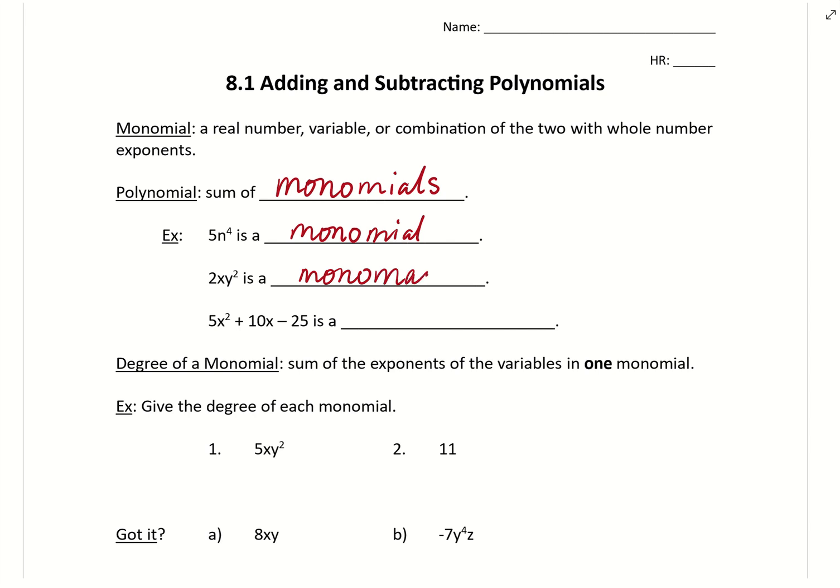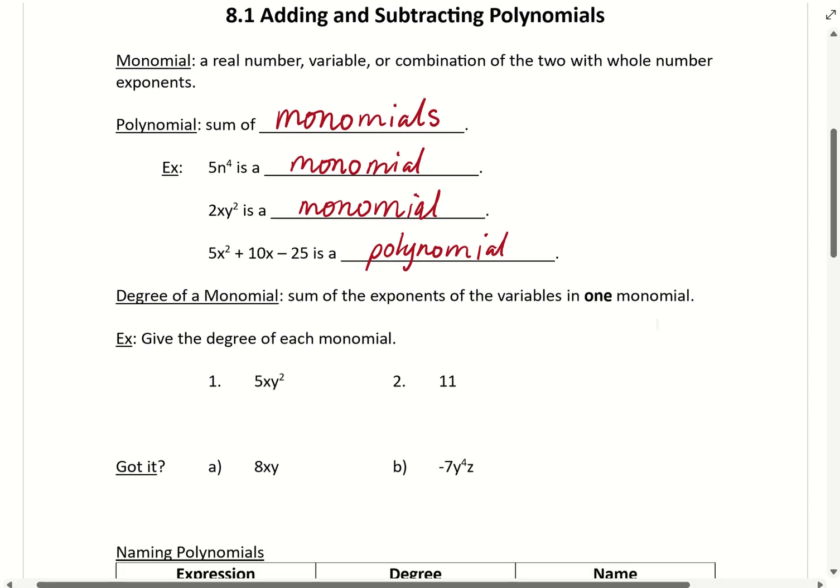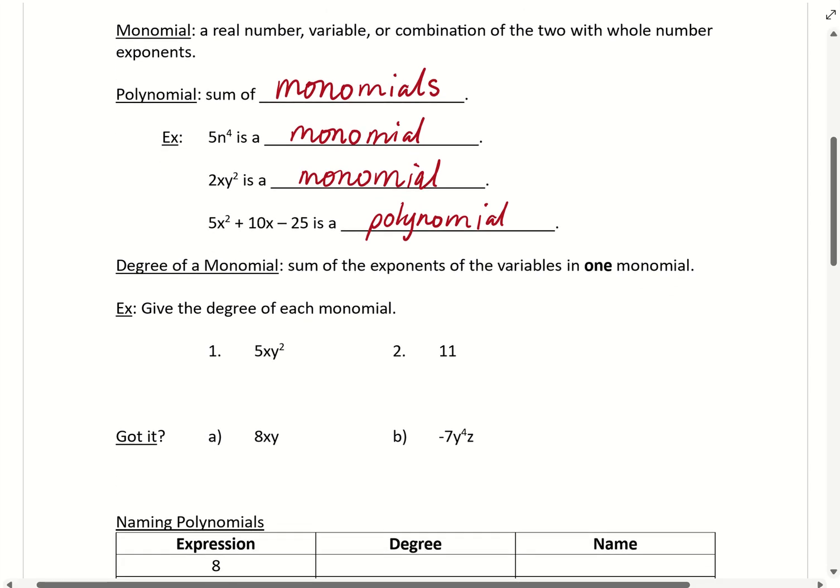That's monomial, not monomale. There we go. Monomial. And then that third one down there, that is a polynomial. Okay, and you can tell because those are added together. All right, the 5x squared and the 10x and the negative 25 are all added together. Okay, so the degree of a monomial is the sum of the exponents of the variables in one monomial.